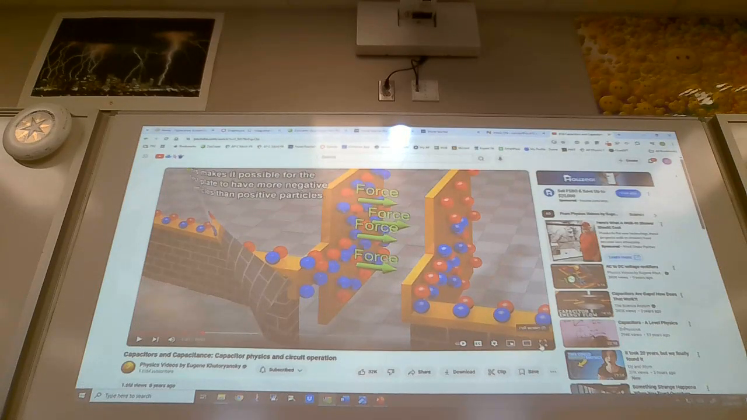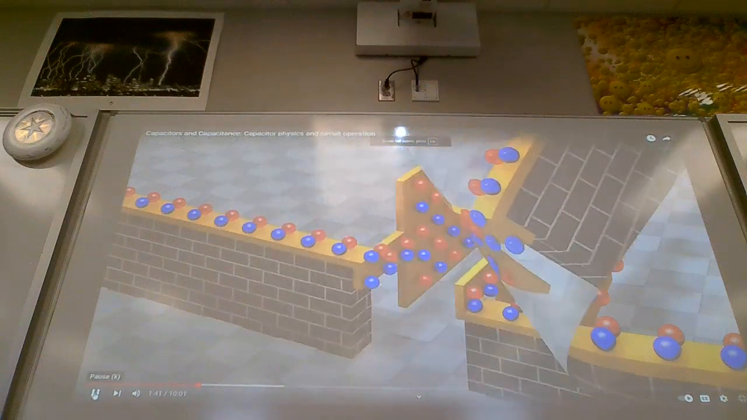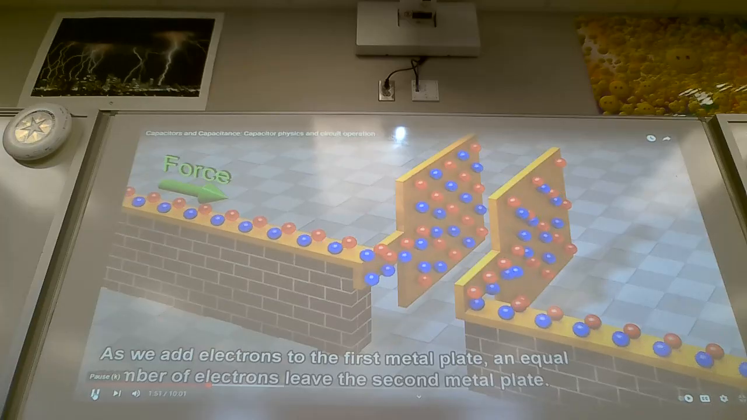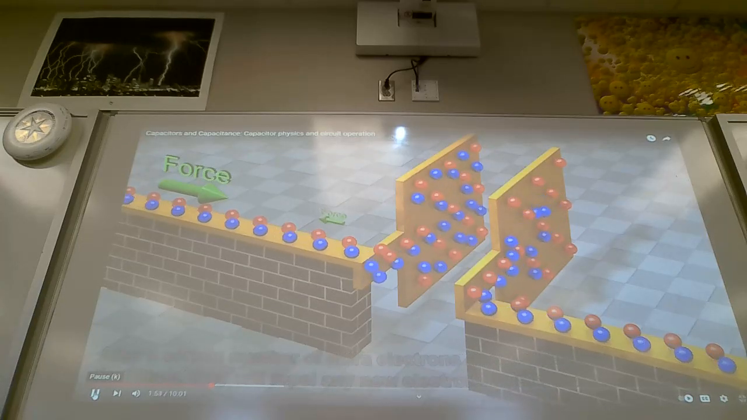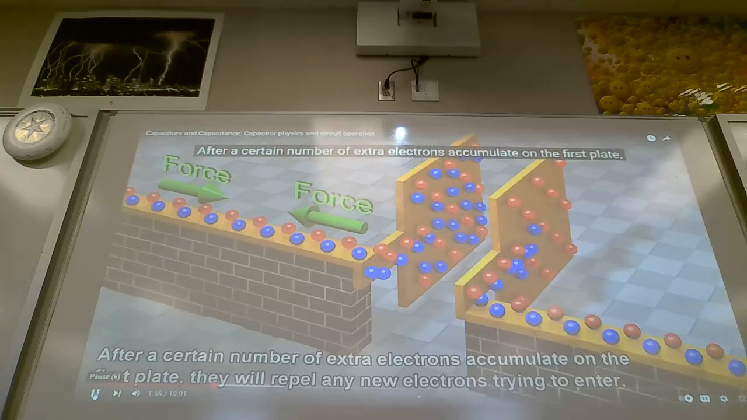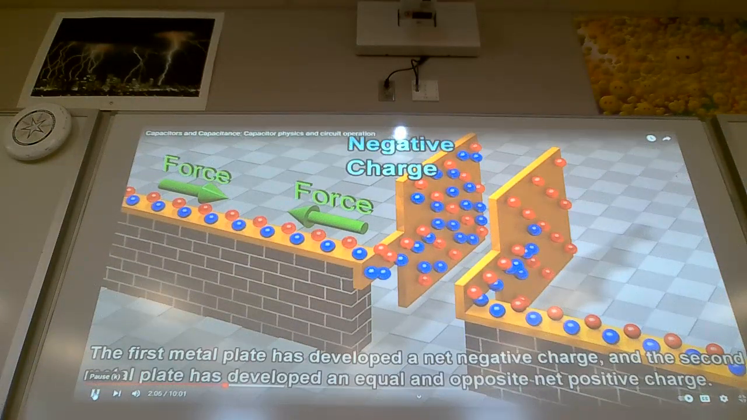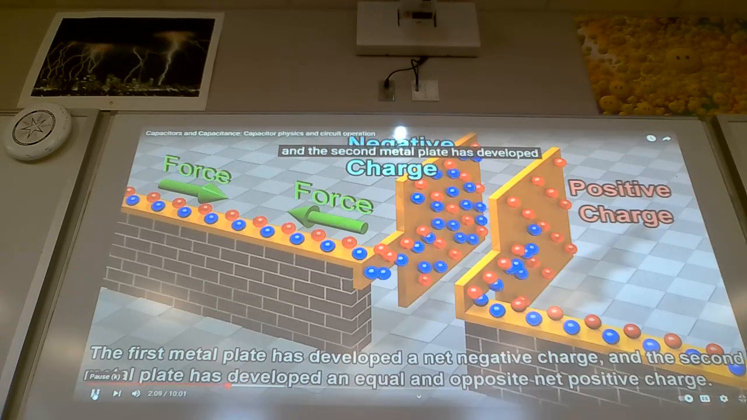So here we go. As we add electrons to the first metal plate, an equal number of electrons leave the second metal plate. Okay, so we've got a capacitor. After a certain number of extra electrons accumulate on the first plate, they will repel any new electrons trying to enter. The first metal plate has developed a net negative charge, and the second metal plate has developed an equal and opposite net positive charge. They should use voltage instead of force.